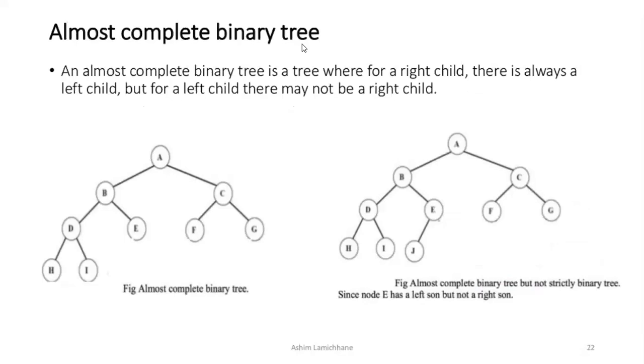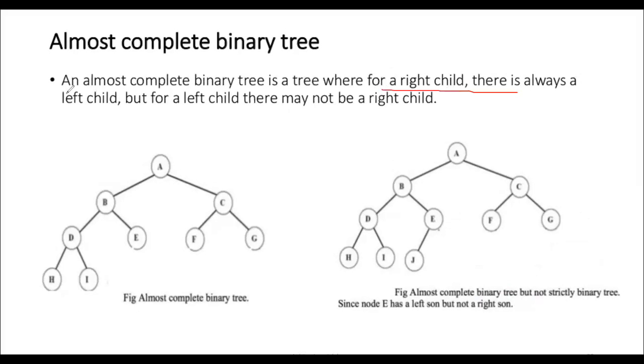Okay, there can be where for a right child, there is always a left child, but for a left child there may not be a right child. Try to understand this one, that if you have a right child, there will always be a left child. But for a left child, you will not always have a right child. So that means you will either have 0, you will either have 1, or you'll have 2 children. So that's all about complete, almost complete binary tree.